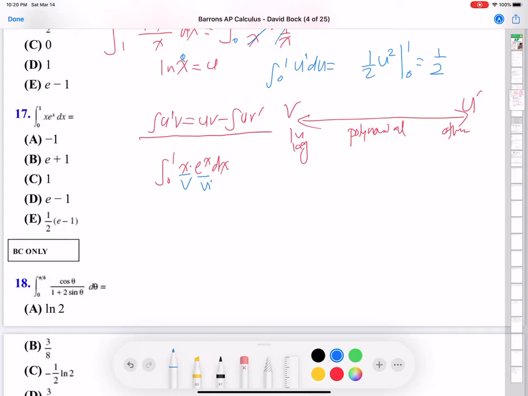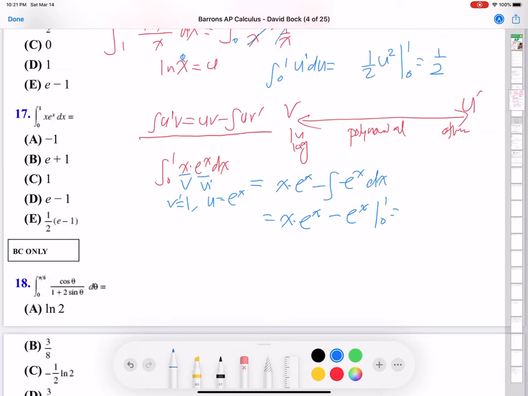From them, just find the v prime and u. So what is v prime? v prime is derivative of x, which is 1. What is u? u is the integral of u prime. So integral of e to the x is still e to the x. And then you do that formula, uv, x times e to the x, minus integral uv prime, e to the x times 1 dx. So x e to the x. And then what is e to the x integral? Still e to the x, right? Minus e to the x from 0 to 1.